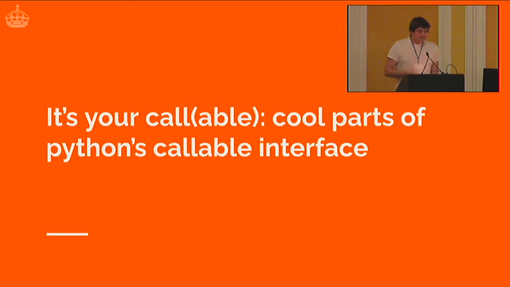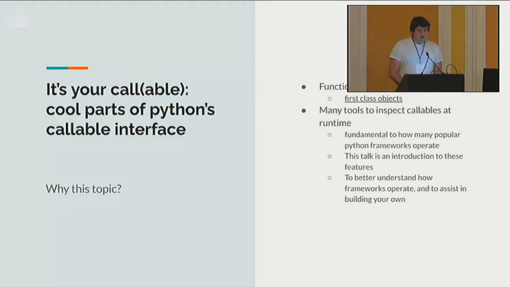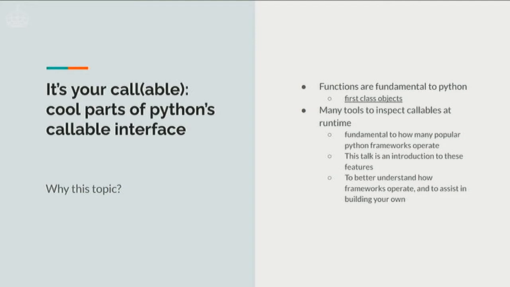The talk itself, like I say, it's your callable, bit of a rubbish pun, but just going through some of the cooler parts of the callable interface in Python. So why might you want to talk about this? Well, we know that functions in Python are first-class objects, and they're really fundamental to how Python works. There are a lot of tools that you can use to inspect and introspect callables or functions at runtime. And they're really quite fundamental to a lot of the libraries that you probably use every day in Python, like PyTest, FastAPI, Pydantic, even things like Dask and various other libraries in the data science world.